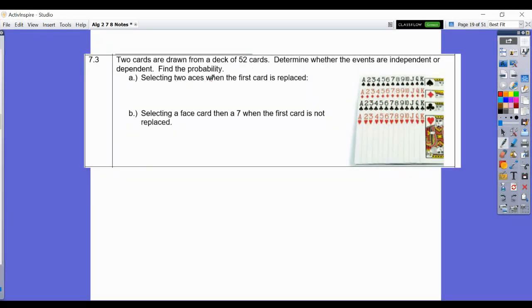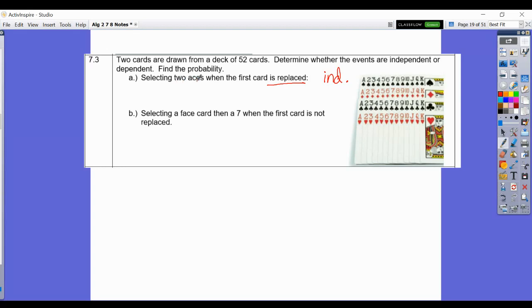Selecting 2 aces when the first card is replaced. So I'm going to pull a card, put it back, and then pull another card. So you can't really do 2 at a time unless you're not replacing them. Because it is replaced, is that independent or dependent? That would make it independent because it doesn't affect the second draw. So just think about them as 1 at a time.